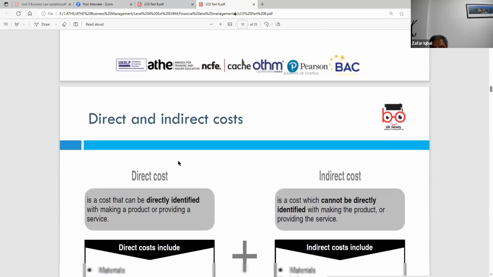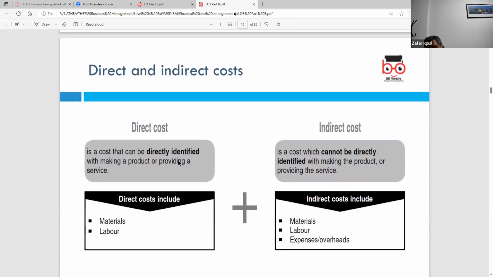Another method of allocating costs is as direct costs or indirect costs. Now, direct costs are costs that are used to produce goods and services directly. They are associated with producing goods and services, okay?